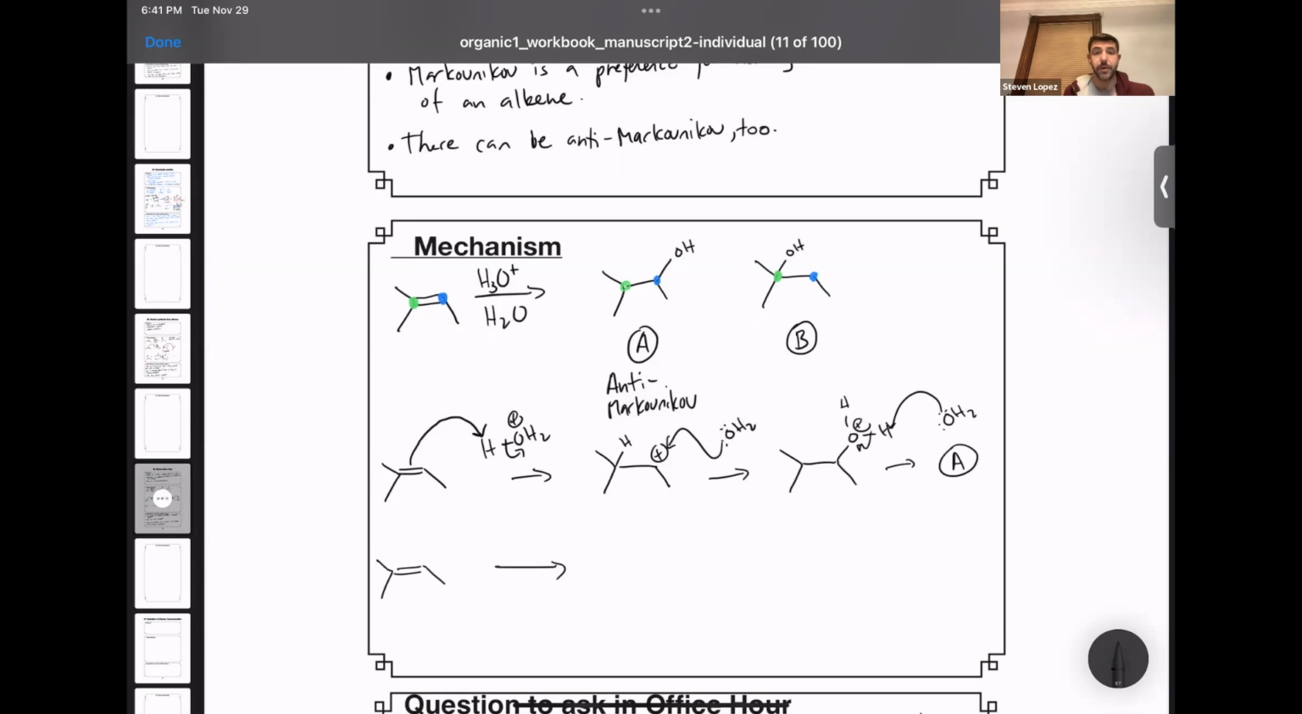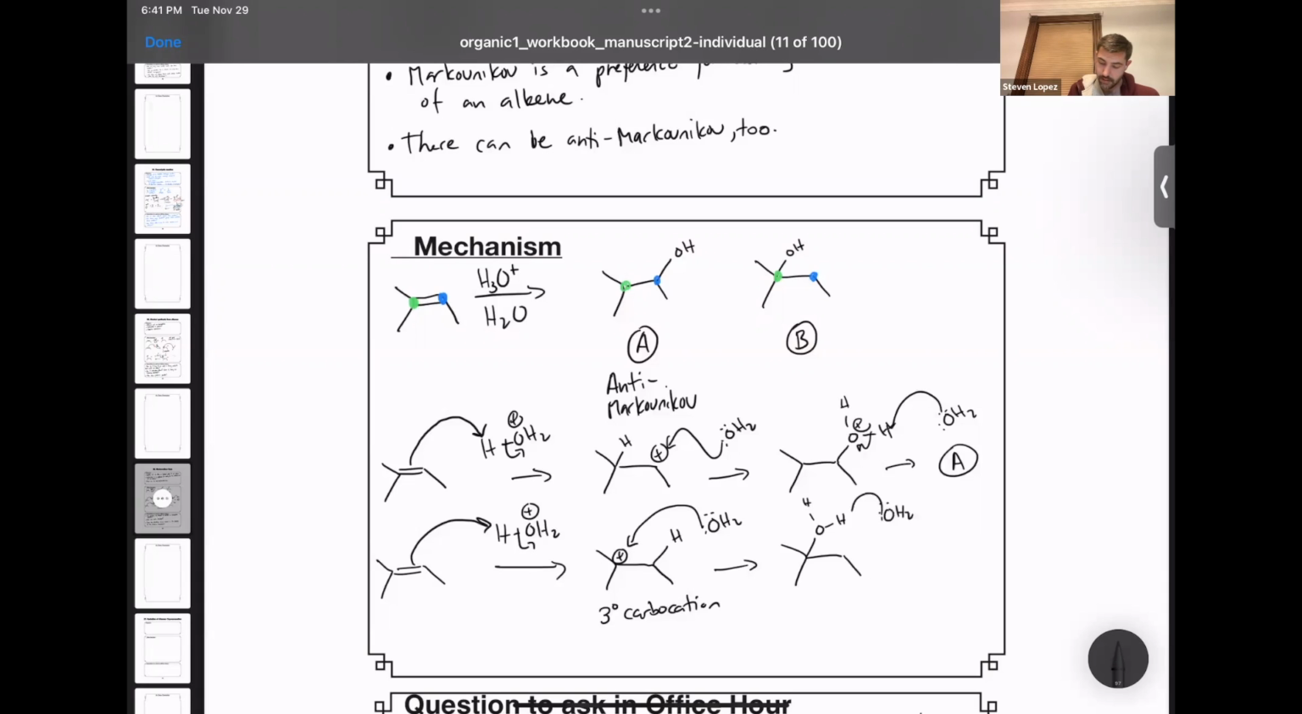If that was fast, feel free to pause the video and rewatch this. Alternatively, these two electrons can also attack the hydrogen of the H3O+ and add the hydrogen to the opposite side of the molecule, that is, to the blue carbon, which is the less substituted end. Now here you create a tertiary carbocation, and water again can attack this carbocation, form this intermediate, which is a very acidic protonated alcohol, deprotonate that hydrogen, and then result in the product B.